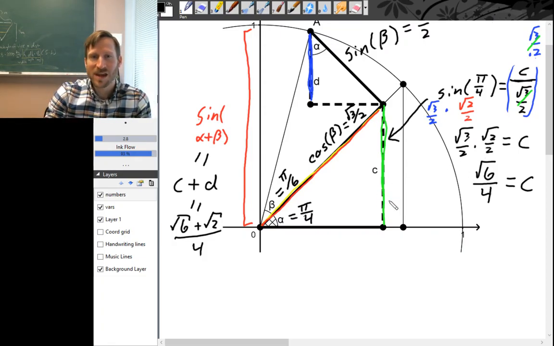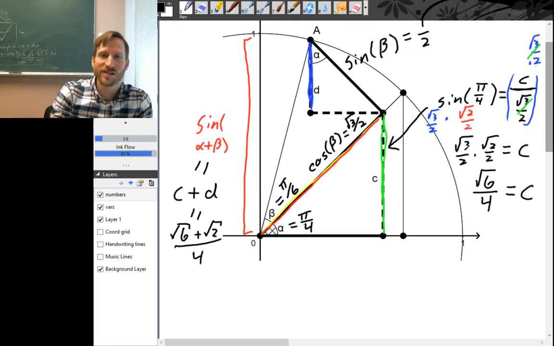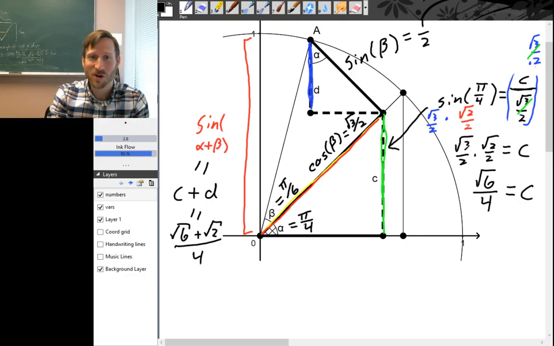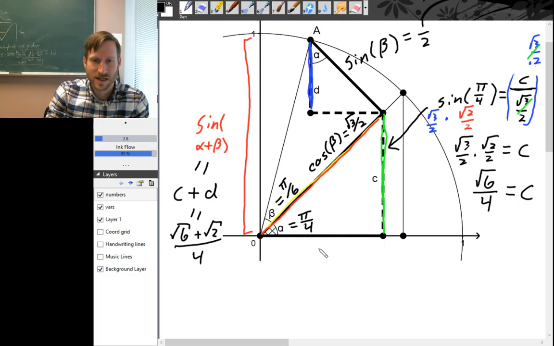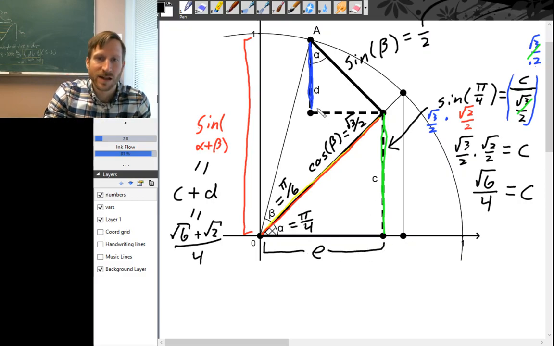we can do the same thing, except the cosine of alpha plus beta is the x-coordinate of our point A. So this time we're going to look at horizontal positions. Okay, we're still going to use these same right triangles, though. So to find cosine, we're going to look at this bottom side, which I think I called E on the handout. And then in this upper right triangle, its bottom side, which I believe I called F.